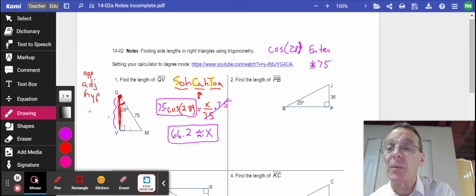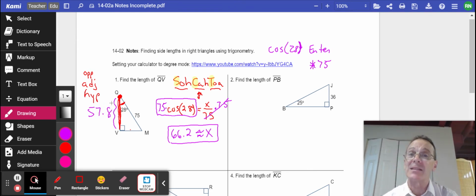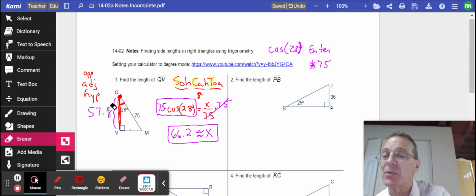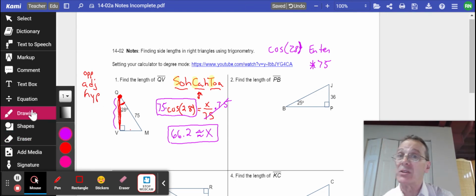I mean, we could have come up with an answer for this of, let's say, 57.8. That's less than 75, so that's good. It doesn't really look like that's off or crazy wrong. Okay, so it's possible for you to get a wrong answer and not catch it, but there's really no excuse for getting an impossibly wrong answer and not catching it and trying to fix it. Okay. Go on to number 2.